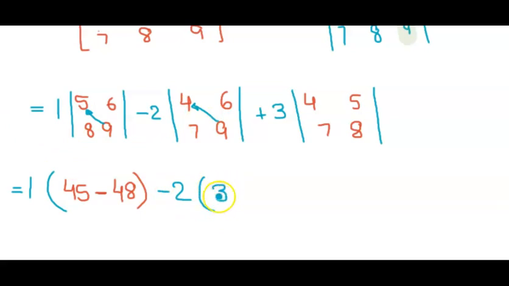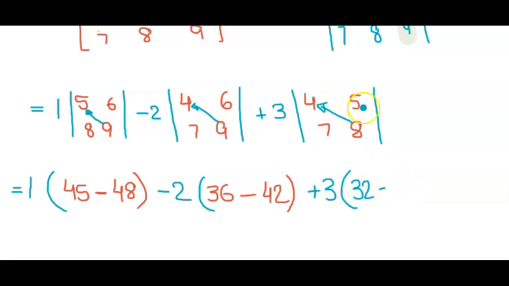9 times 4 is 36. Minus 7 times 6 is 42. Plus 3. 8 times 4 is 32. Minus 7 times 5 is 35. 32 minus 35. And I will put this in my calculator.